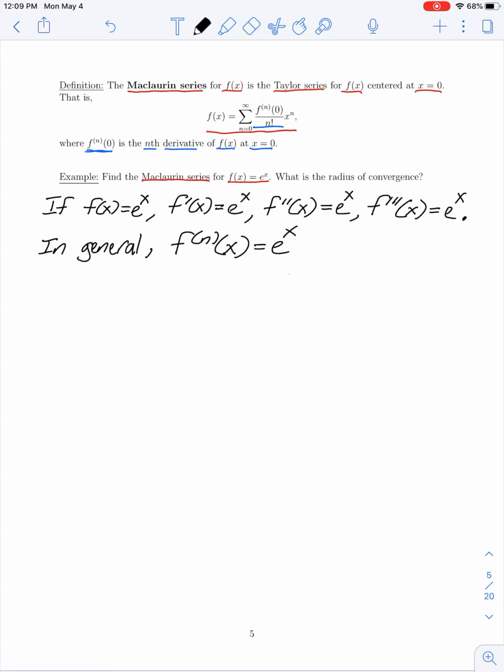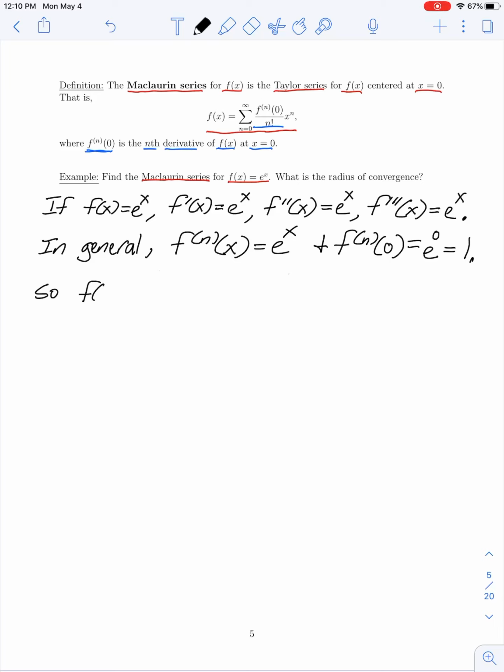So once we have this expression for our nth derivative, if we're looking for the Maclaurin series of this function, we're centering the Taylor series at 0. So we're going to evaluate this nth derivative at x equals 0, which would give us e to the 0 or 1. Now, once we have this expression, we can substitute directly into our formula for the Maclaurin series.